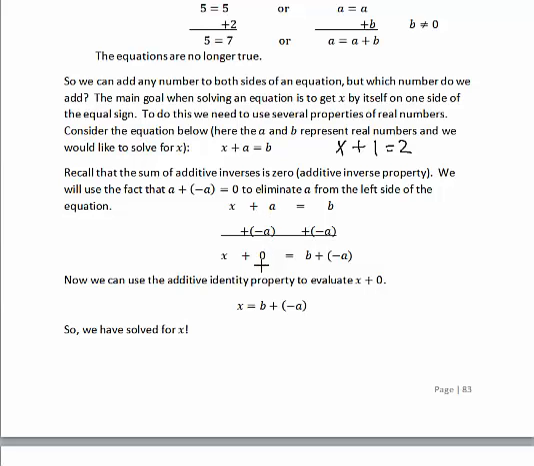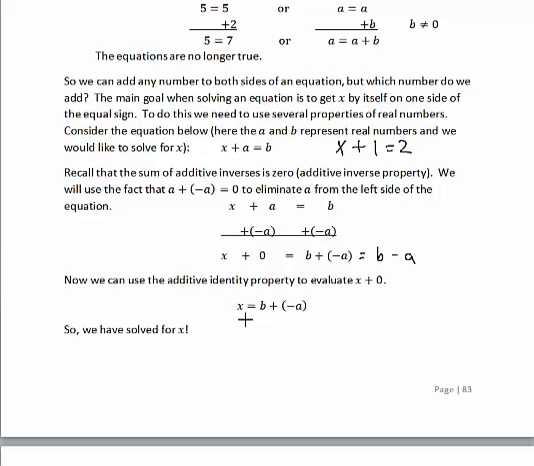A plus negative a equals 0 on the left. But in order to keep the equation true, we do the same thing to the right, plus a negative a. And so in the end, we have x plus 0 equals b plus a negative a, or written a different way, b minus a. And on the left, you just simply have to realize that x plus 0 can be written as simply an x.